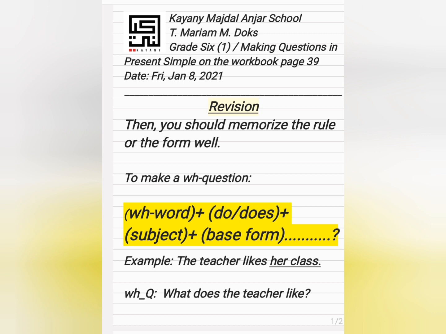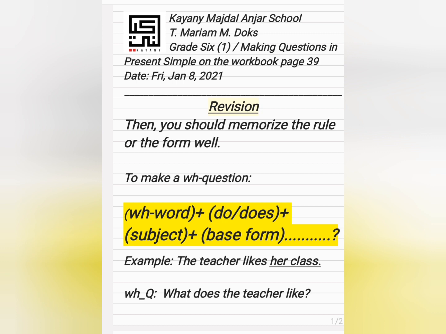Let's take this example. The teacher likes her class. If we want to ask about her class, first we have to omit it from the question. We shouldn't put it in the question because we are asking about it. Her class is a thing. So we should use what. This is the first step.